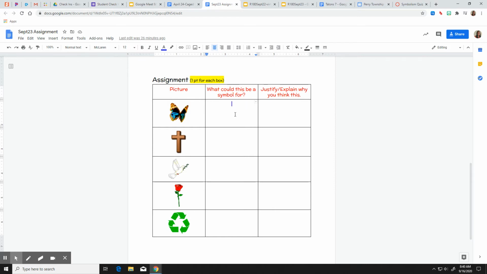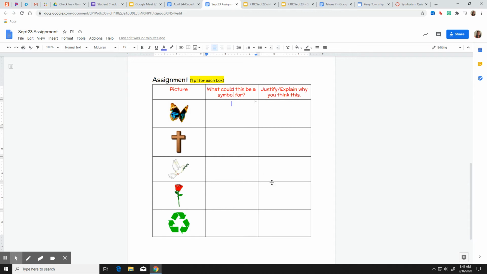And then to justify your answer, there really can't be a wrong one as long as you give me an explanation. Why did you think a butterfly stood for, and then fill in the blank? I've said since the beginning of the year that you could give me answers all day long, but until you can explain to me what you mean by that, the answer is irrelevant. So make sure you tell me in your own words, what could this symbolize? And then explain to me why you came up with that.